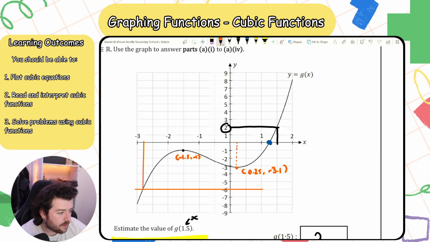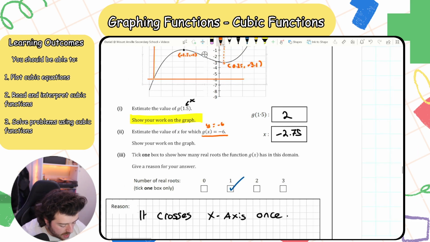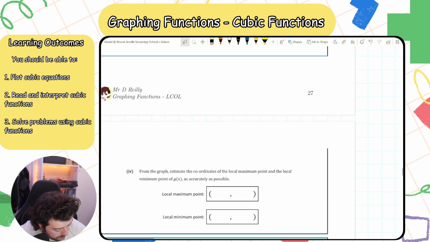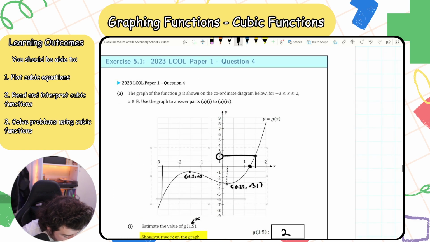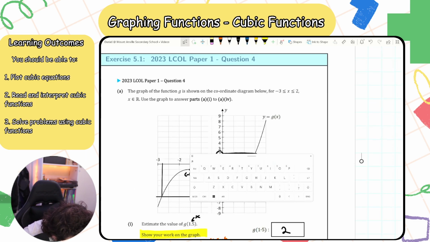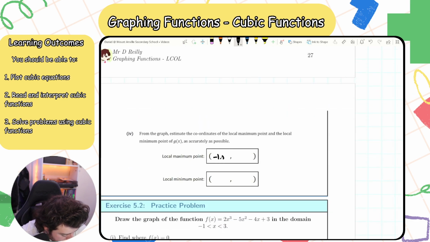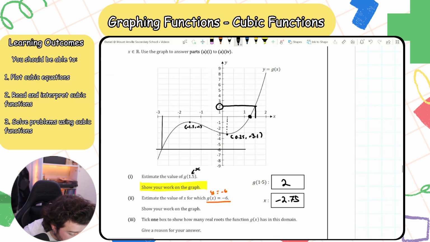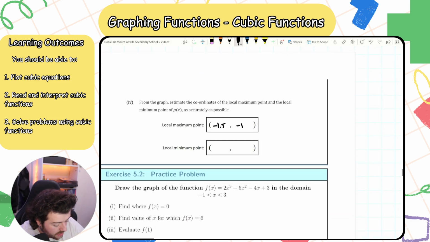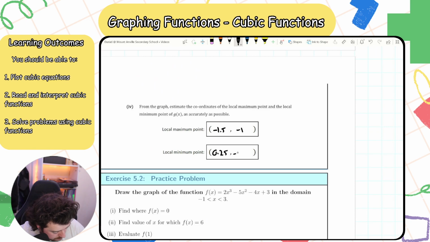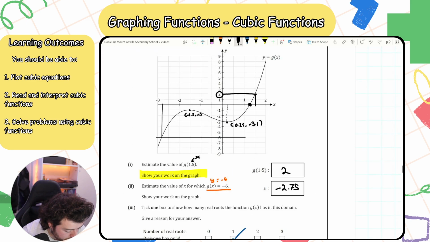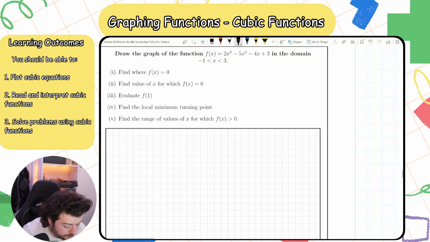Okay, so let's now look. So my local maximum is going to be minus 1.5, minus 1. And then my local minimum is going to be 0.25 and minus 3.1. Right. Let's look at this one here.